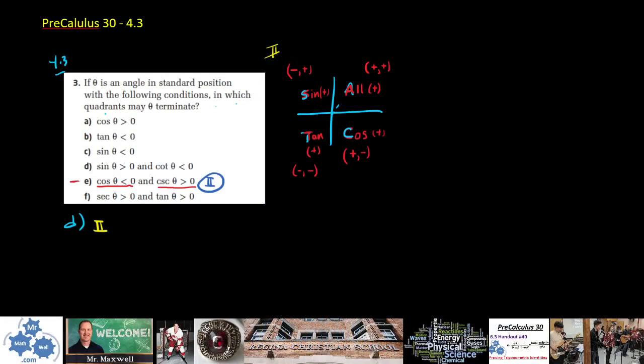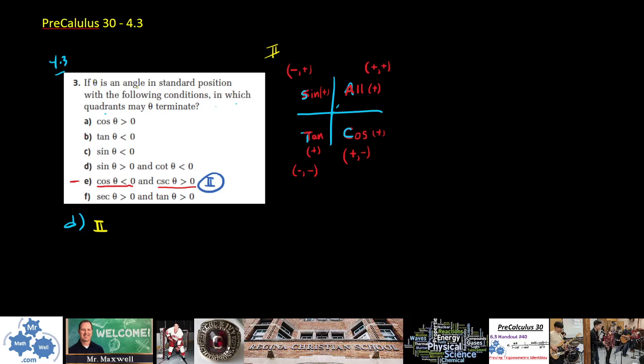Okay, so in 4.3, let's take a look at some of your homework questions for 4.3 here. 4.3 was talking about the unit circle and the trig functions associated with the unit circle. So in question number 3, there's a few things that we have to remember about the CAST rule. That's an important thing here.